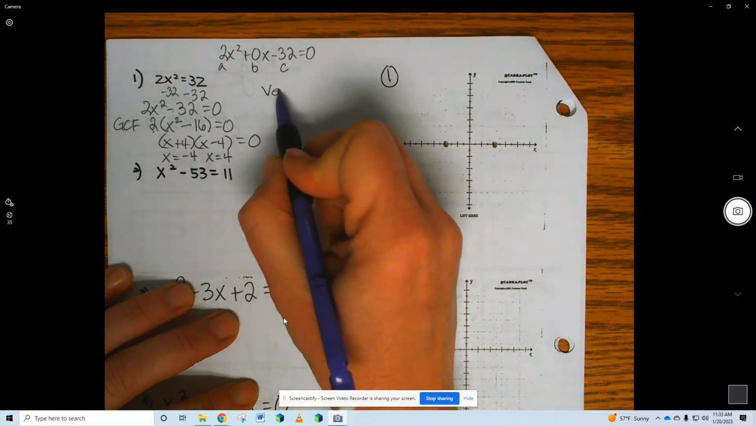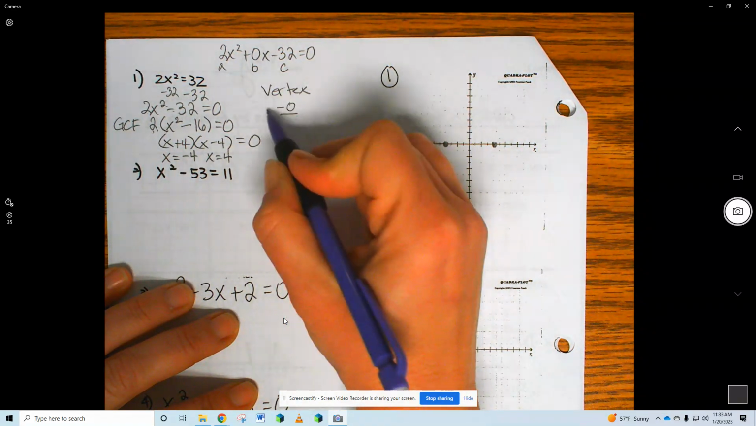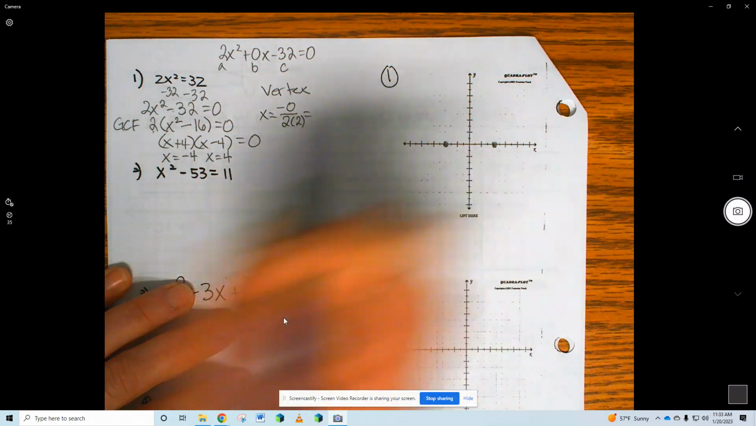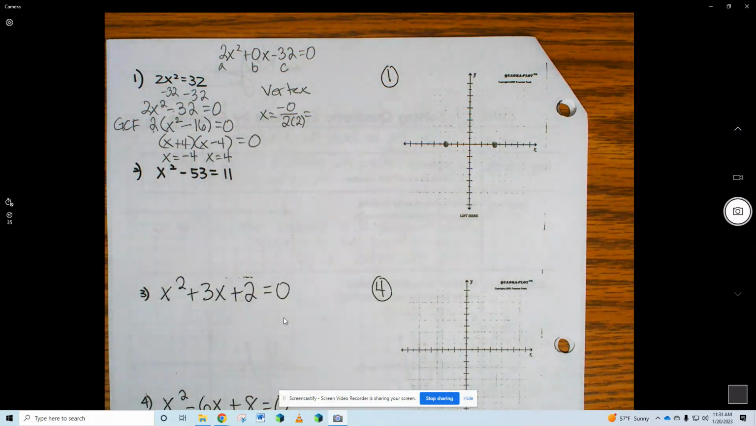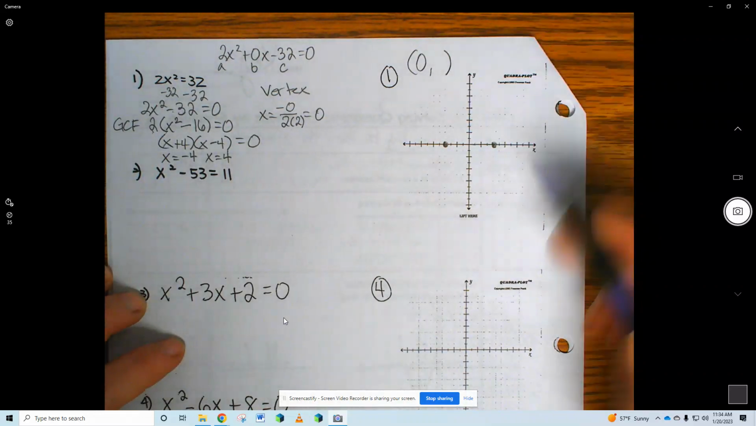Then find the vertex. x equals negative 0 over 2 times 2. Zero's on top, so 0 divided by 4. What is it? 0 divided by 4. Just 0. So my vertex is half done. 0 comma. You guys, where's my vertex going to lie?